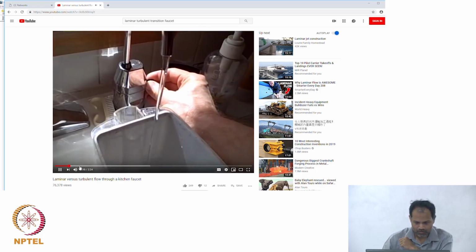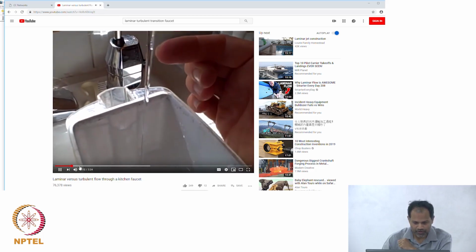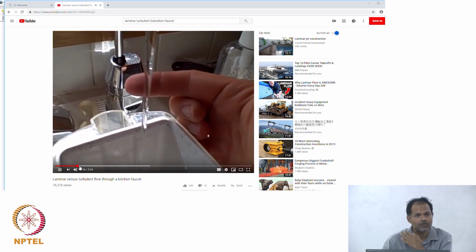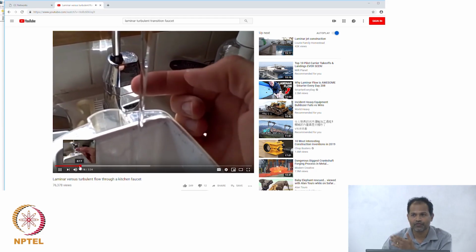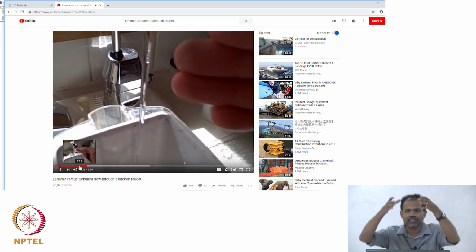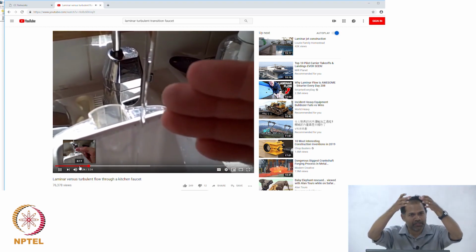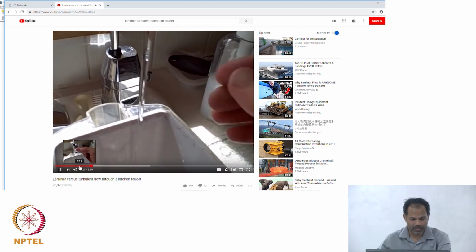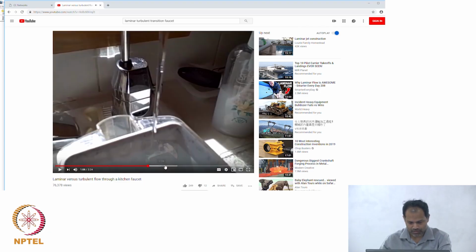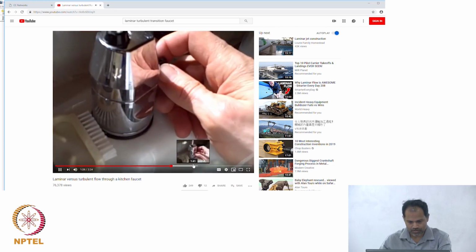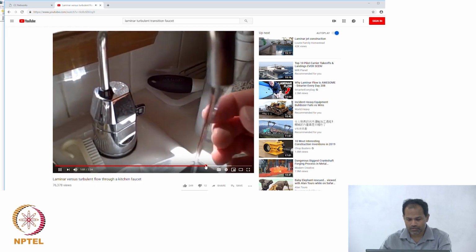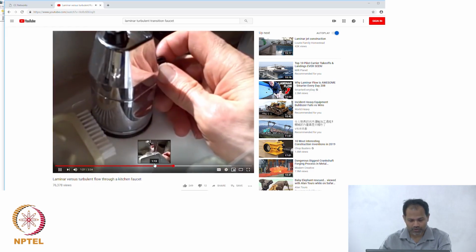So he's just going to put the finger, and you can see that clean stream, and therefore you will be able to see the finger if you look through that. That's because there is no velocity fluctuation, everything is laminar, flowing down. But if you increase the flow rate further, hope he shows that.